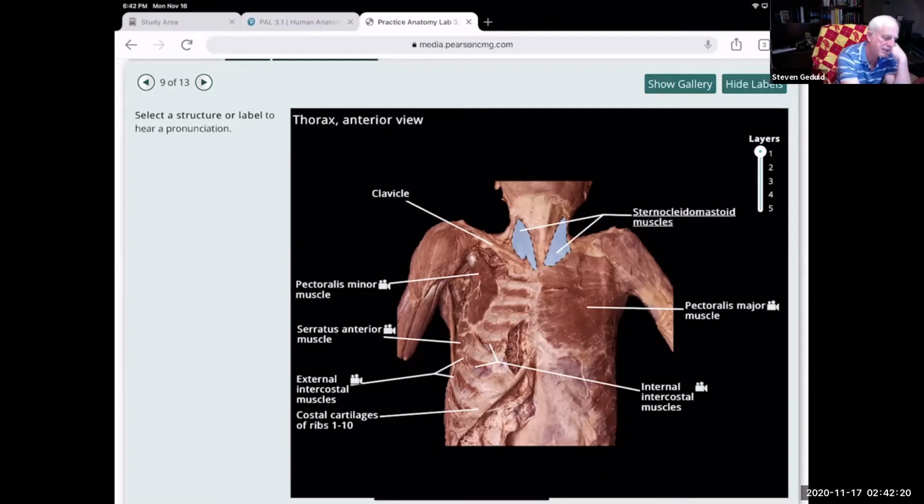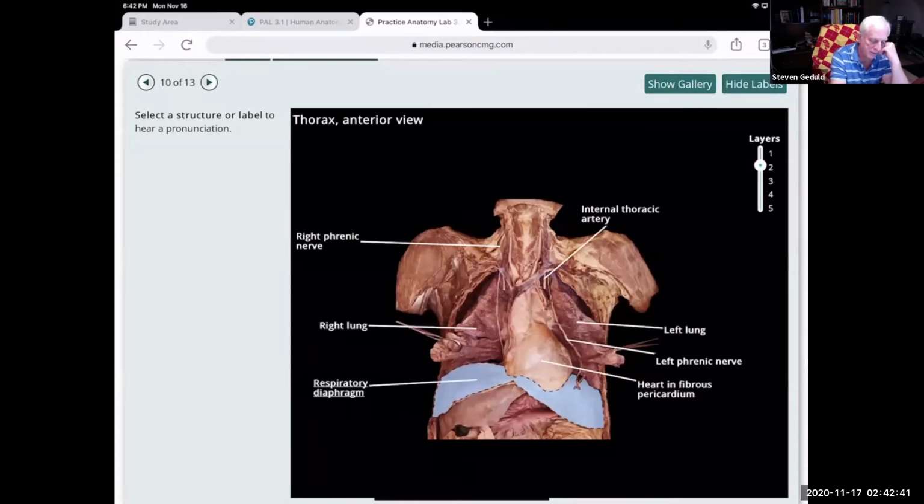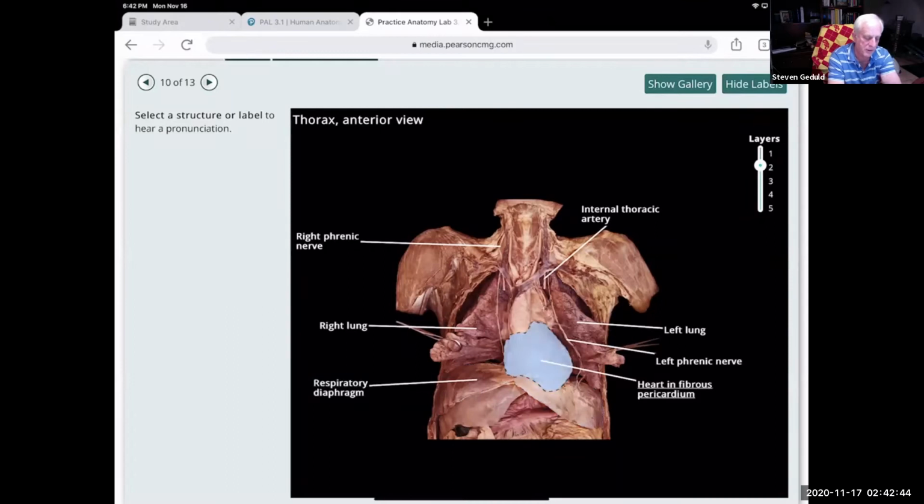Going a little deeper in that dissection, you see the right phrenic nerve as it runs down. You see the left phrenic nerve as it runs down. You have a right lung, you have the left lung. And you have the diaphragm, which the lungs sit on top of. You have the heart, which sits in the pericardial sac.